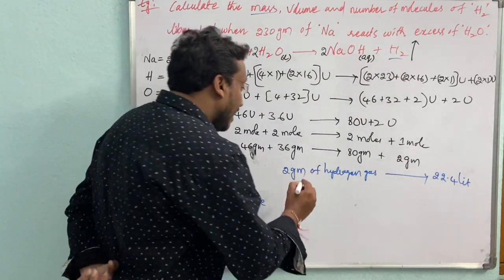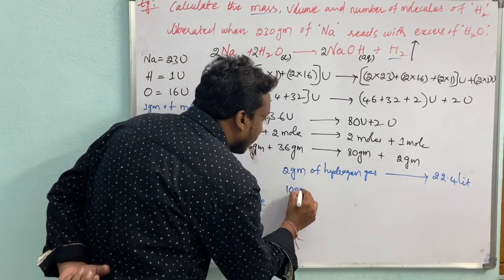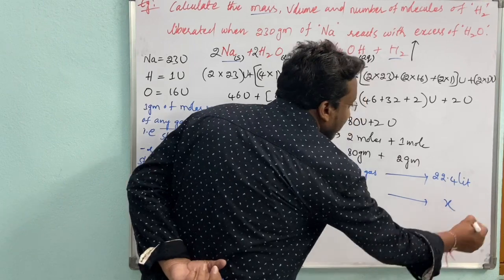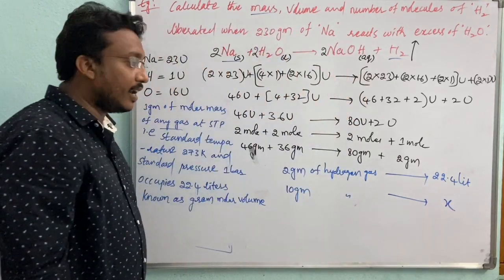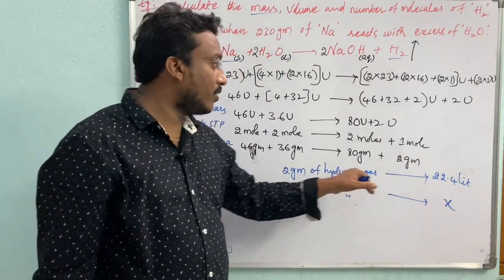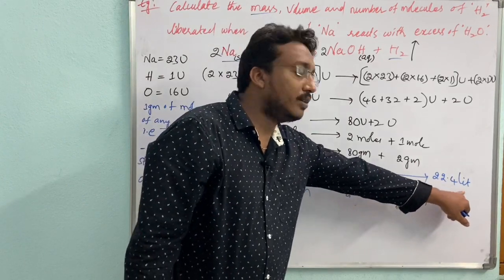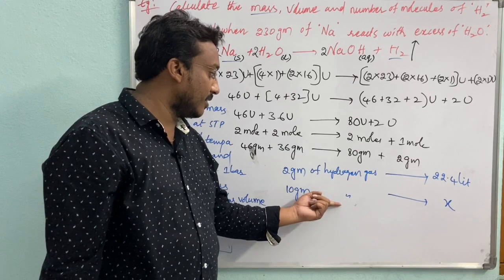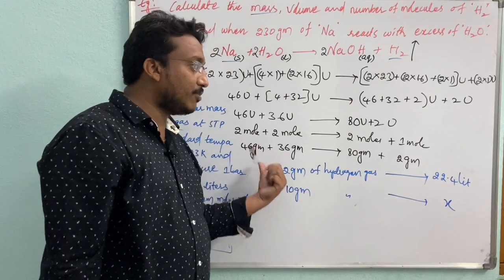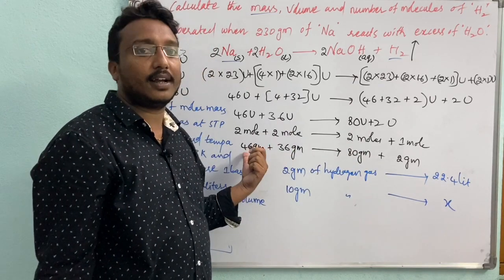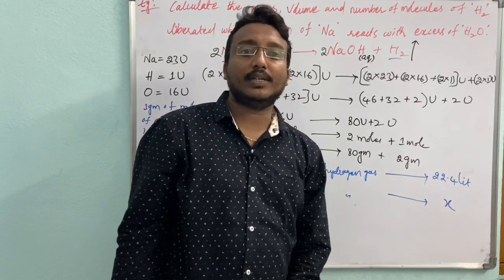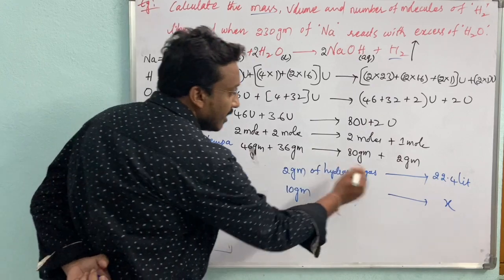That means if 10 grams of hydrogen gas occupies x liters, we don't know that, right? If 2 grams of hydrogen gas occupies 22.4 liters, and we found 10 grams of hydrogen just before, then how many liters does 10 grams of hydrogen gas occupy? That we are going to find.